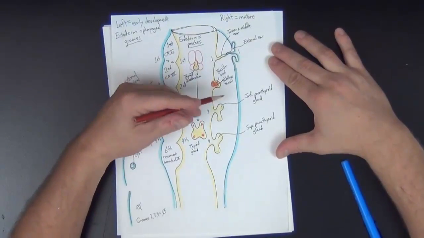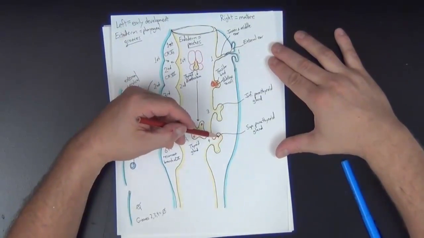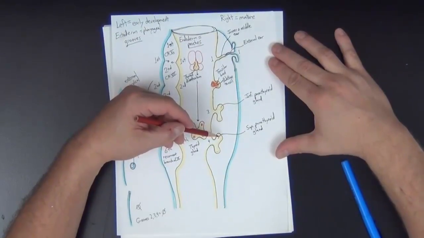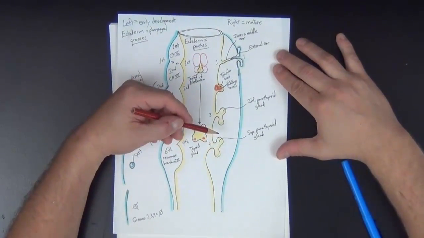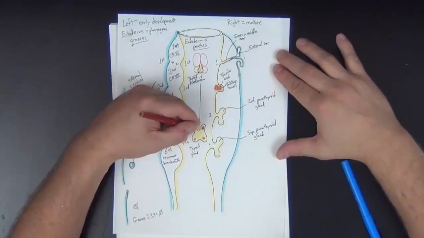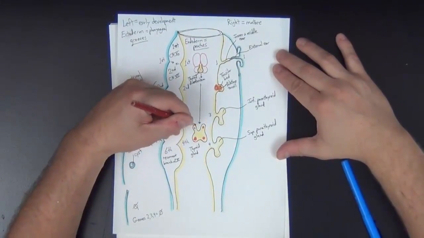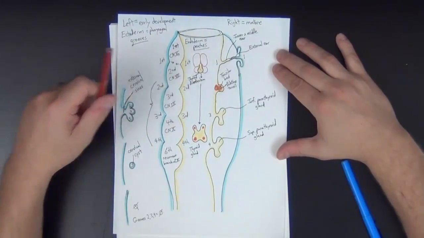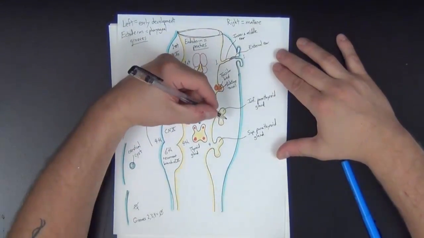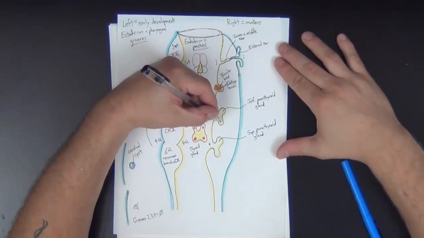Now, why does the inferior come off the third? Why does the superior come off the fourth? You got me. I have no idea, but that's how it works. And they're going to hang out here and produce parathyroid hormone, which is involved in upregulating the amount of calcium in our bloodstream.